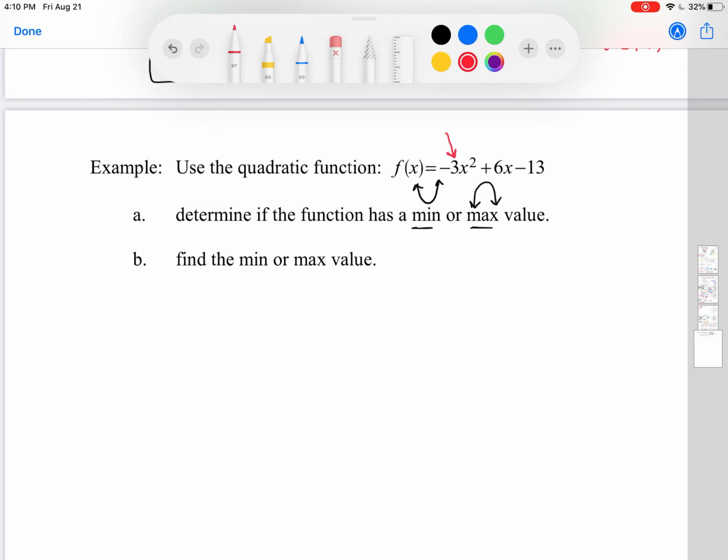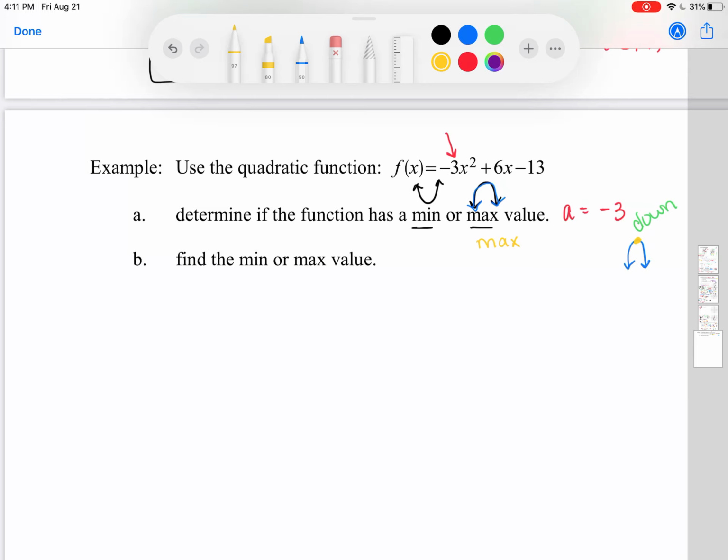That's going to be determined directly by whatever our a value is in the very, very front. So here our a value was -3. And because it was a -3, that tells us that our graph is going to be opening down. We'll take a look at a graph that opens down. Do we have a maximum value there, or do we have a minimum value there? And your answer when it's opening down is going to be a maximum value right there on our graph. So to answer part A, we have a max.